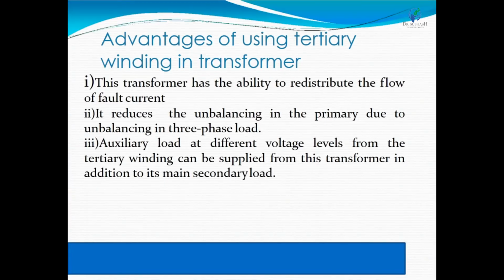Here are the advantages of using the tertiary winding of the transformer. They are divided in three parts. First advantage is that this transformer has the ability to redistribute the flow of the fault current. Next, it reduces the unbalancing in the primary due to unbalanced three phase load. The auxiliary load at a different voltage level can be supplied from the tertiary winding in addition to its main secondary load.